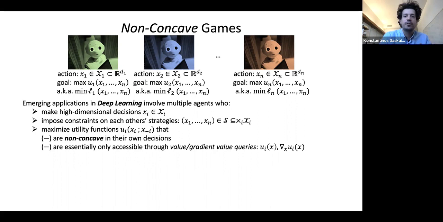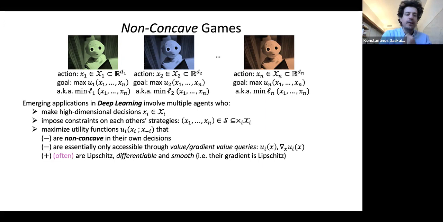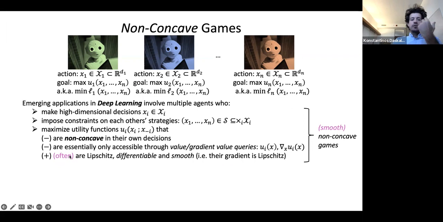If you're luckier, you maybe have first order access, but higher order access gets more expensive. And also, if we're lucky, at least our utilities are Lipschitz and smooth, at least almost everywhere, okay? These are the types of games I'm interested in. And I'm going to be calling those games non-concave games, or smooth non-concave games if you also have the smoothness and differentiability. These are the games we're interested in, and these are games that are naturally defined by these deep learning applications.